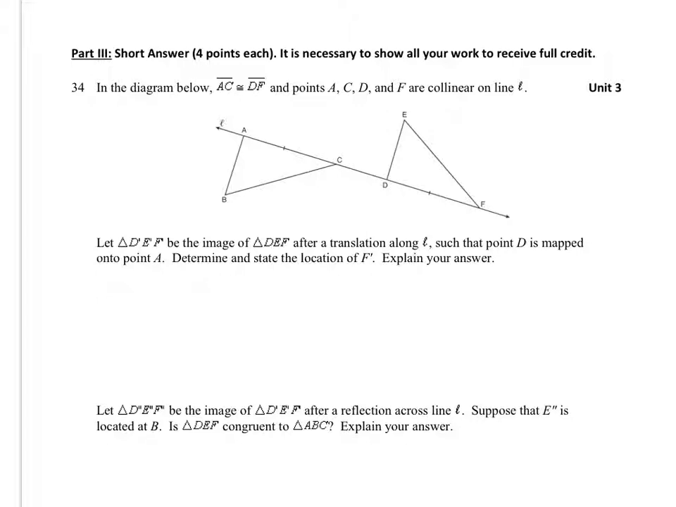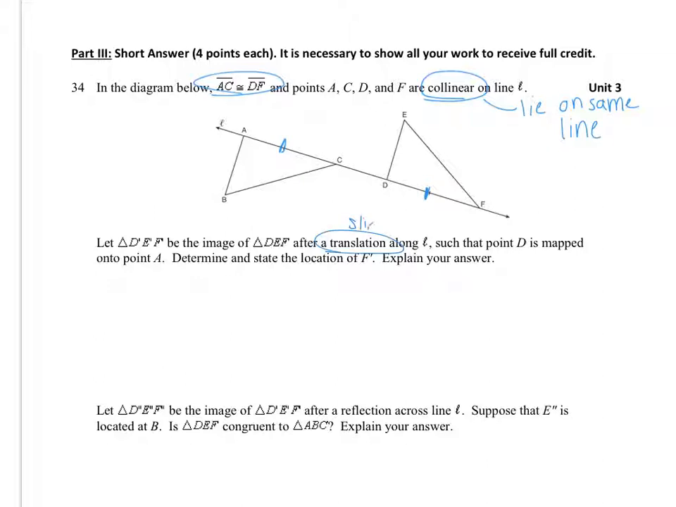It says in the diagram below, AC is congruent to DF, so that is marked for us. I'll just highlight it here so you can see. Points A, C, D, and F are collinear. That just means that they lie on the same line. Just like a coworker means you work at the same place, collinear means you work or lie on the same line.